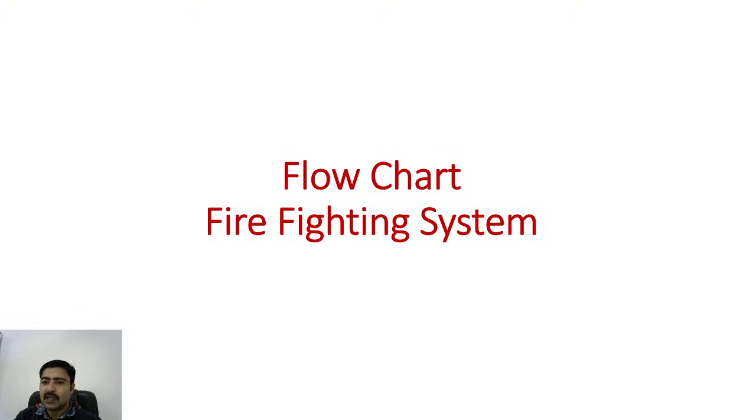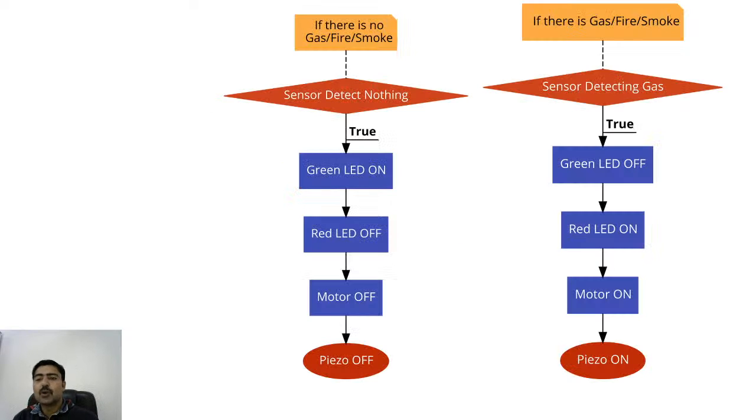execute this project. Now, this will be the flow chart. If there is no smoke, the sensor is not detecting anything, or not detecting enough gas to turn on the speaker or motor, then in this situation you need to turn on the green LED and turn off the red LED, motor and piezo. So there are two conditions: if gas is there and if gas is not there. If gas concentration is less, then only turn on the green LED and keep the other things in off state. If you detect the gas, then you need to turn off the green LED and turn on the red LED, motor and piezo speaker. So this is a simple flow chart for this project.